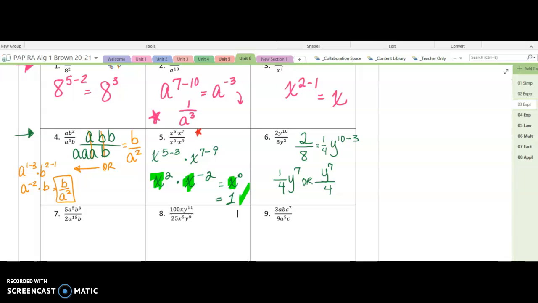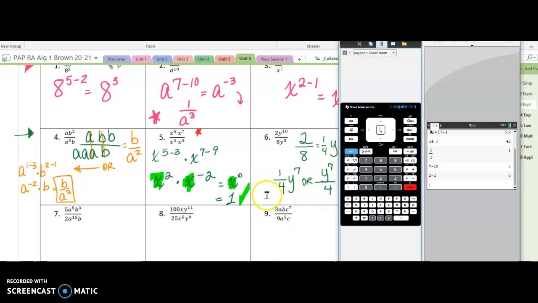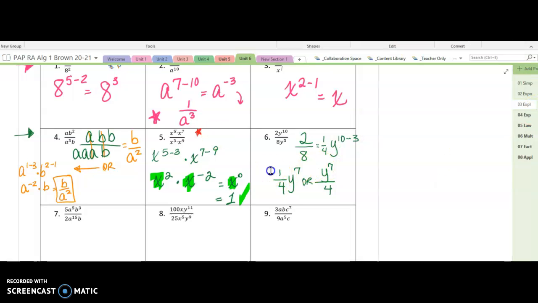Number 6. If you are unsure about simplifying fractions, just put your fraction in your calculator. Your calculator does it for you. 2 divided by 8. A fraction is nothing but a division problem. 2 divided by 8 is 1/4. So simplify that. Go ahead and do that right away. And then I have y to the 10th divided by y to the 3rd. 10 minus 3 is 7. So it can either be 1/4 times y to the 7th or y to the 7th over 4. Either one of those work. All right.